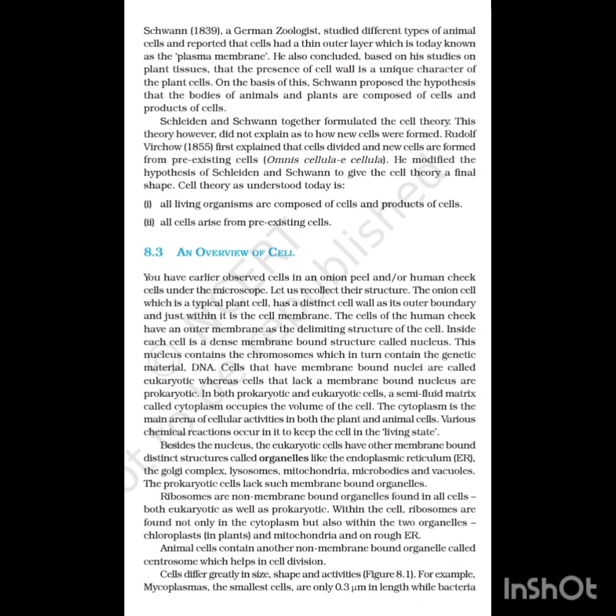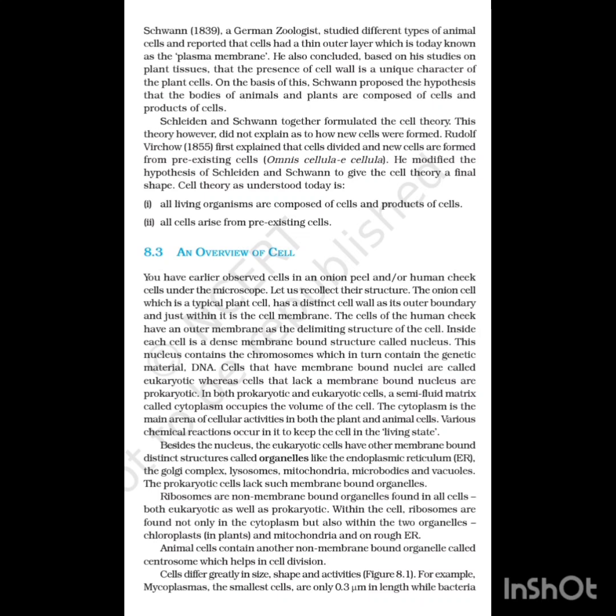Inside each cell is a densely stained, membrane-bounded structure called the nucleus. This nucleus contains the chromosomes, which in turn contain the genetic material DNA. Cells that have membrane-bounded nuclei are called eukaryotic, whereas cells that lack a membrane-bounded nucleus are called prokaryotic. In both, a semi-fluid matrix called the cytoplasm occupies the volume of the cell. The cytoplasm is the main area of cellular activities in both plant and animal cells. Various chemical reactions occur in it to keep the cell in a living state.